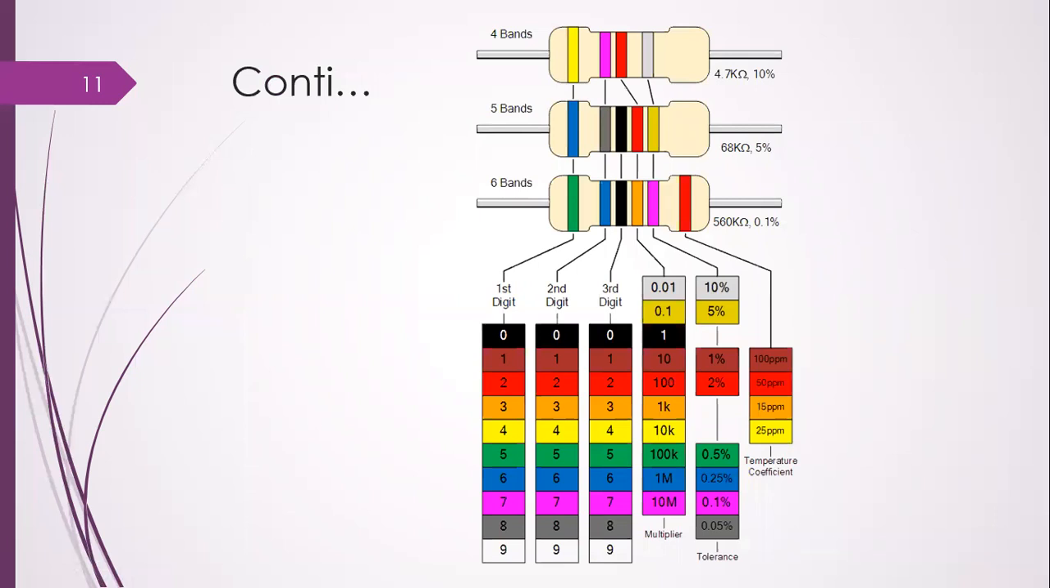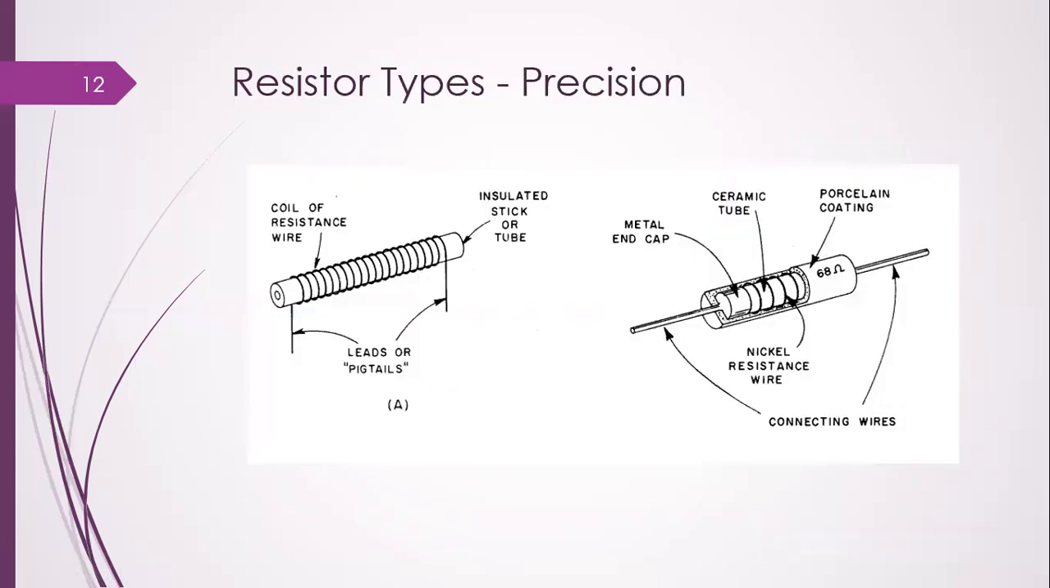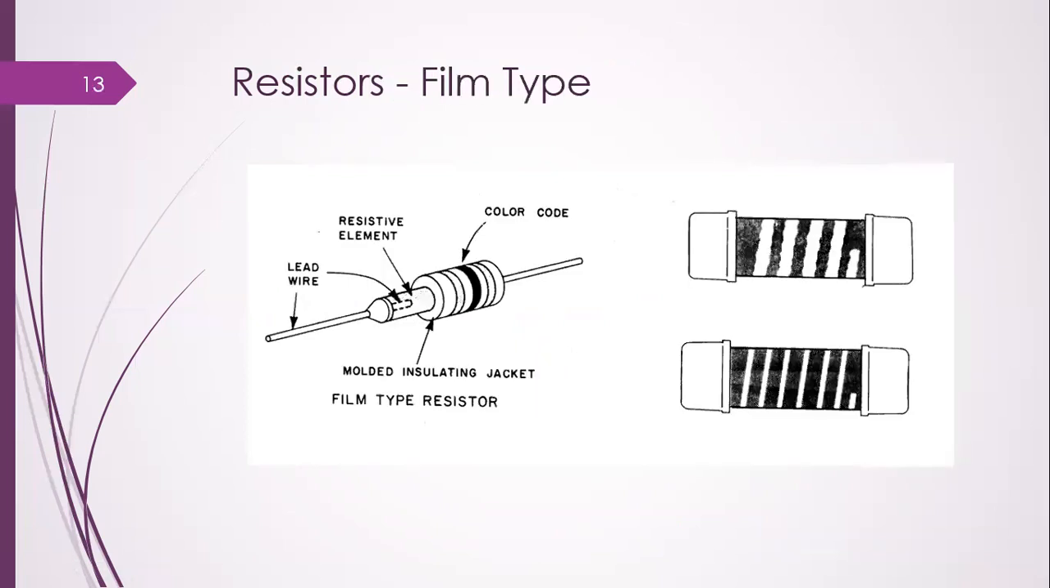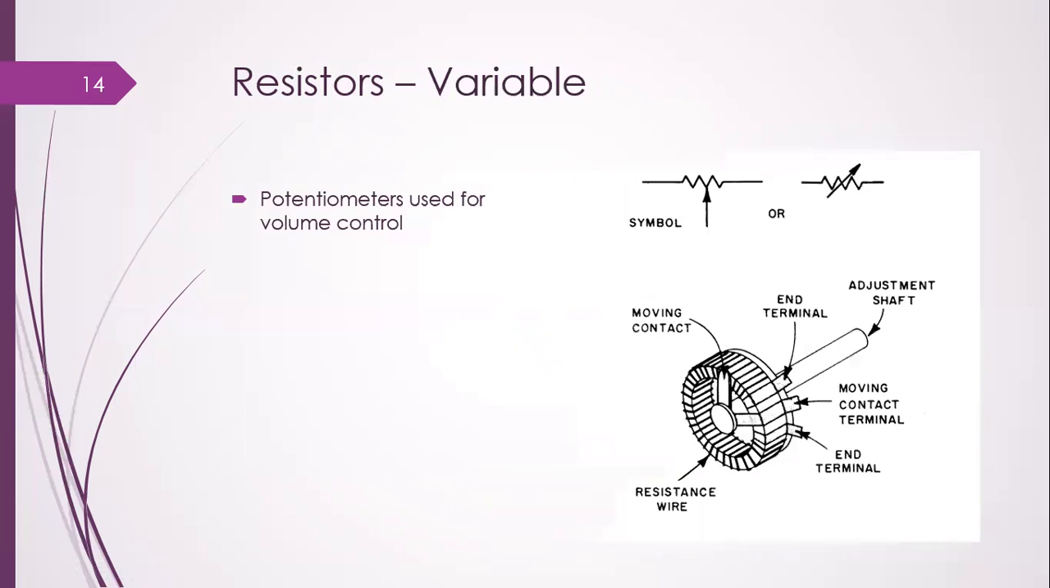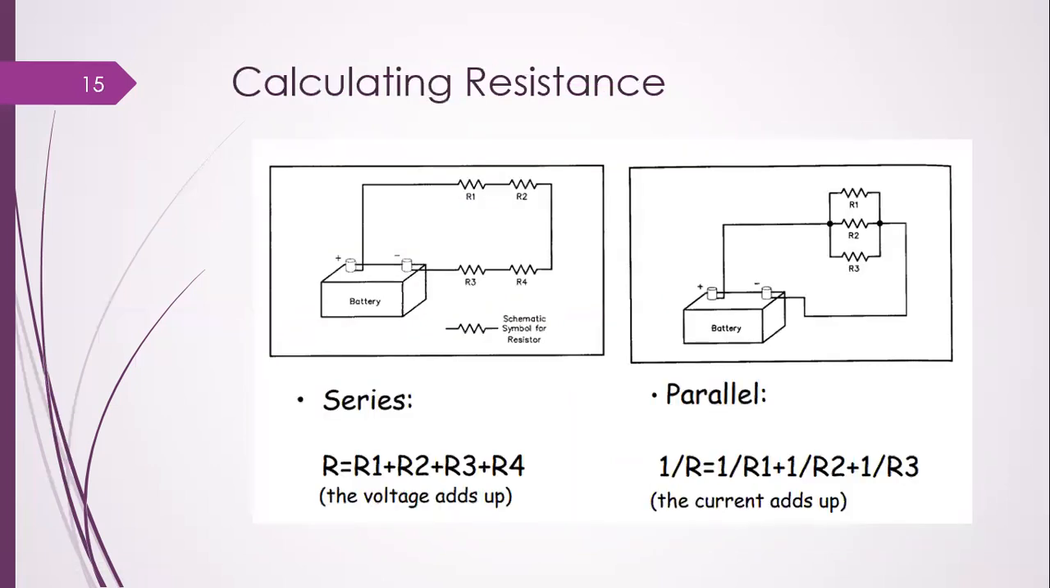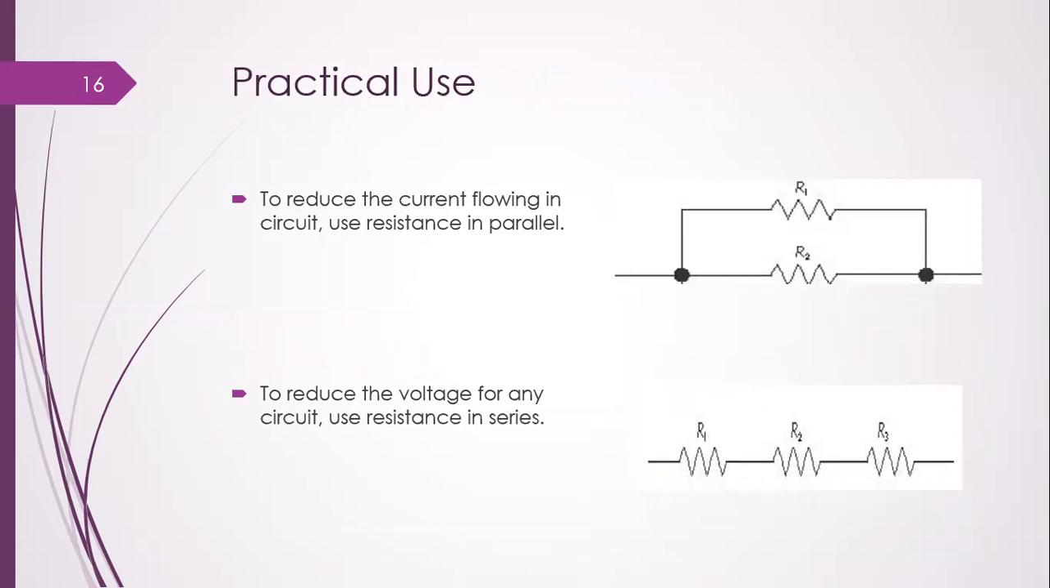Afterwards, this one is the color coding of resistors, types of resistor, precision, how we can get it from resistors, film type resistors, and the variable resistor, which has another name, potentiometer. How we calculate resistance, we also discussed in our previous session, in the combination of series and parallel as well. After that, the practical use of resistance: if we need to increase the resistance, what will be the notation, and if we need to reduce the resistance, what will be the notation. To reduce the resistance, we use the parallel combination, and to increase the resistance, we need to connect it in series combination.